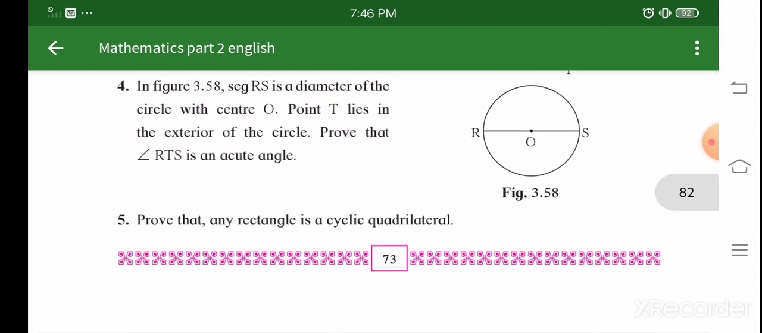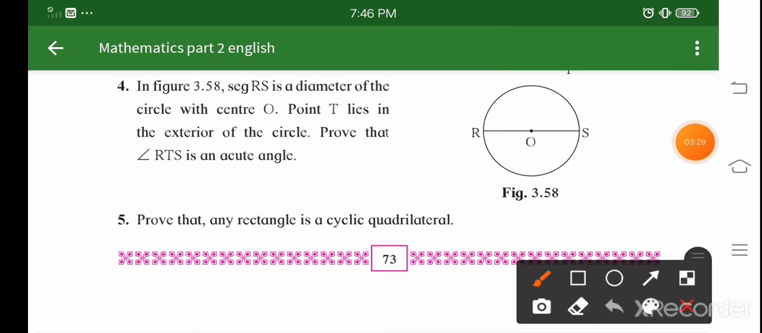See, in question number 4, what they have given in figure 3.58, the segment RS. Can you see this segment RS is nothing but the diameter only, right? They have also given the center. This is okay, and that point T is there, which lies exterior to the circle. Exterior means what? It is outside of it.